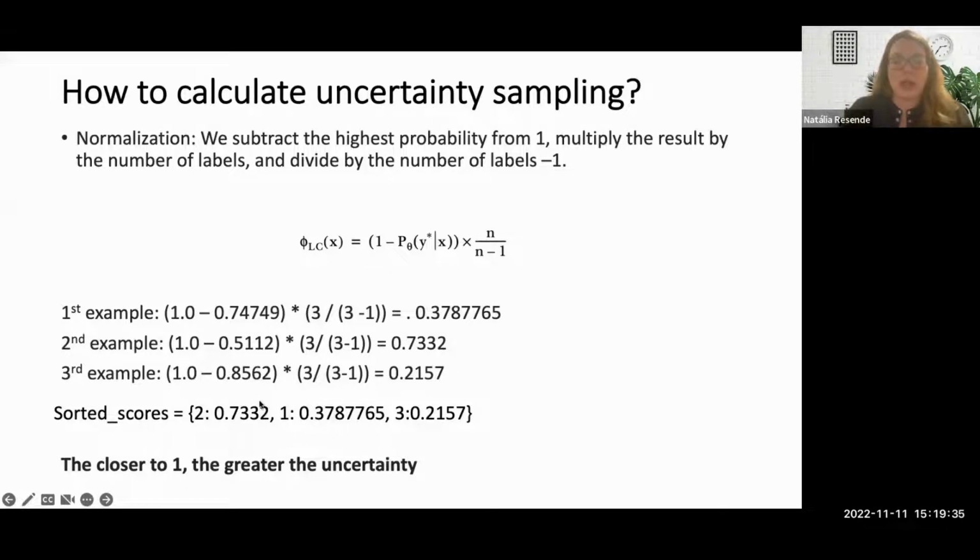So this is a way to associate a score in terms of utility, or informativeness, to each of the examples. The closer to 1, the greater the uncertainty. As we can see here, the probability that is very close to the decision boundary is the one that gets the highest score, meaning the highest uncertainty score.